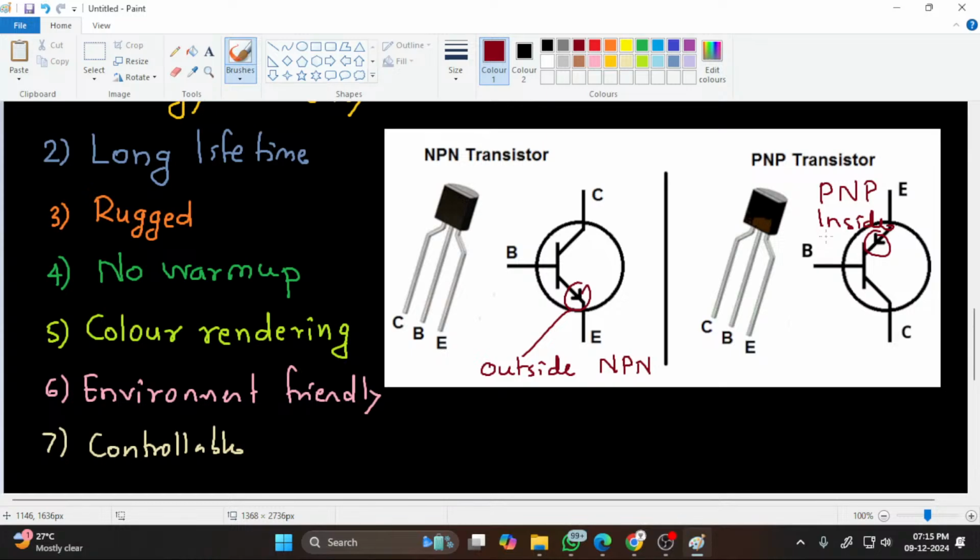In an NPN transistor, the P-type semiconductor, that is the base, separates the 2 layers of N-type, and in a PNP type, N-type is in between and P-type is on the sides. So we have 3 different regions. A transistor can be thought of as 2 PN junctions connected back to back.